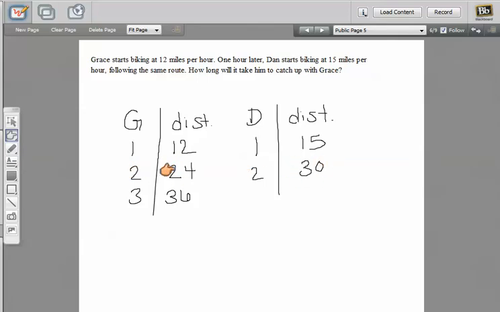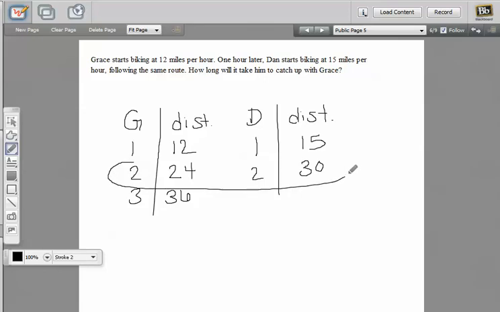So that means somewhere between hour 1 and hour 2, he has caught up with Grace, because notice that his distance is further than Grace's. So between 1 to 2 hours, he's caught up to her.